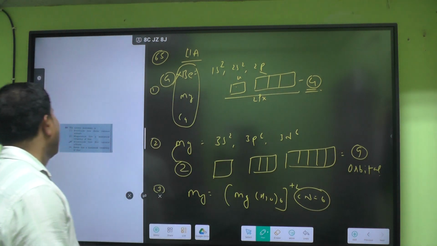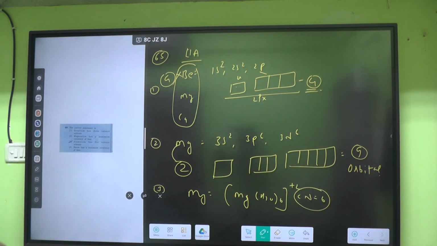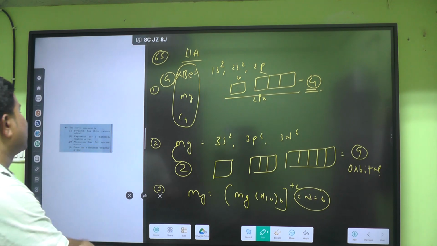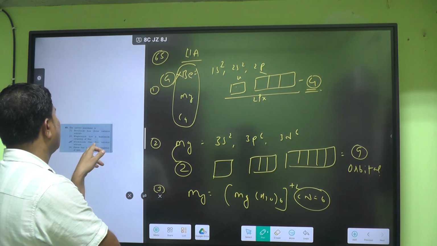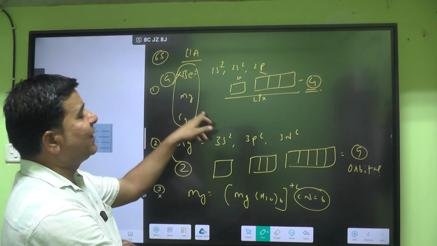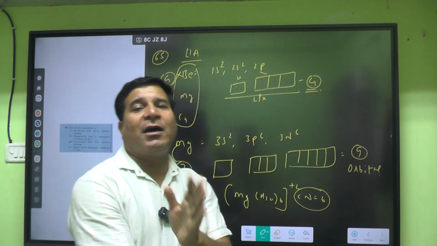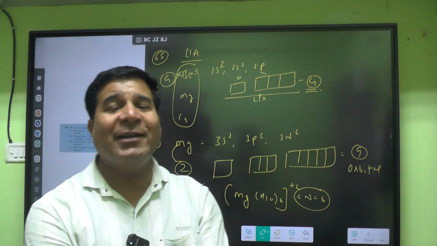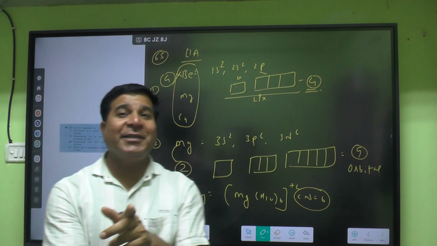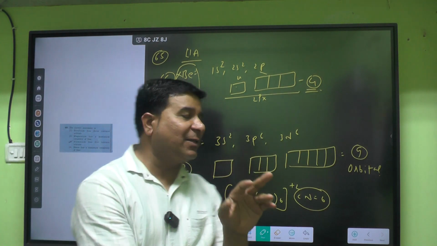Next, aluminum has 5 valence orbitals. This is a wrong statement. Aluminum also shows 6 covalency. How many orbitals? Aluminum also belongs to the third period. Third period means the 3s orbital is also vacant, 3p orbital is also vacant, and 3d orbital is also vacant. That's why 9 orbitals. That's why it is wrong.